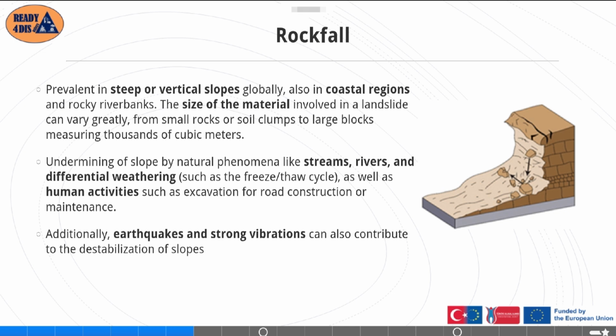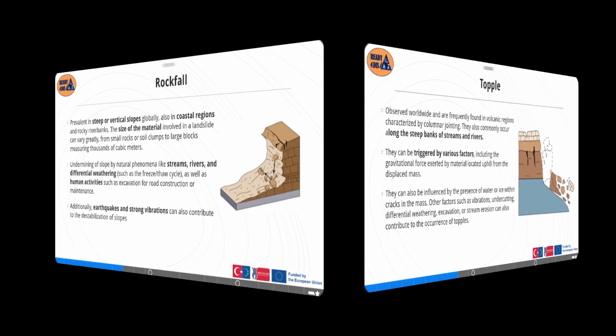In addition, human activities such as road construction can weaken the base of a slope and accelerate this process. Earthquakes and strong vibrations can further destabilize already fragile slopes and trigger rockfalls.